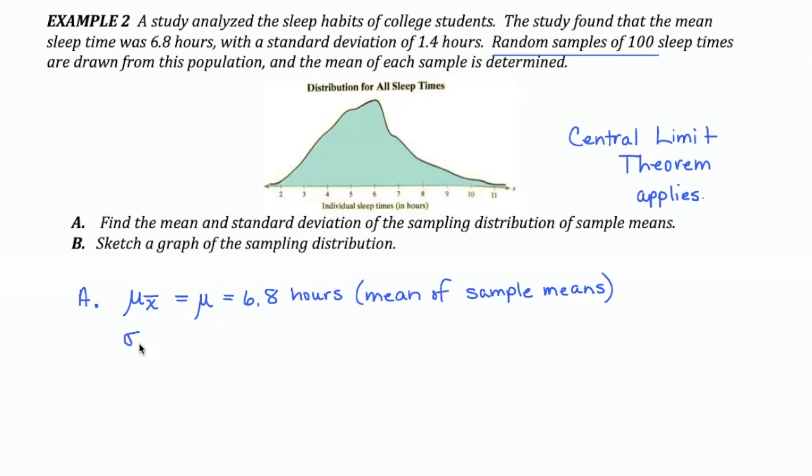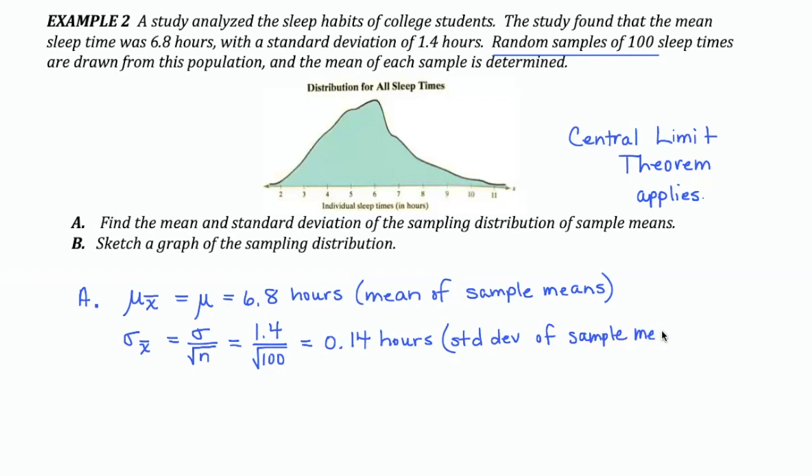To calculate the standard deviation of the sample means, we use the property that it's the population standard deviation divided by the square root of the size of the samples we're taking. We're told that the standard deviation is 1.4 hours, and we're dividing that by the square root of our sample size, which is 100. And if you divide that out, you're going to get a standard deviation of 0.14 hours. That's the standard deviation of the sample means.